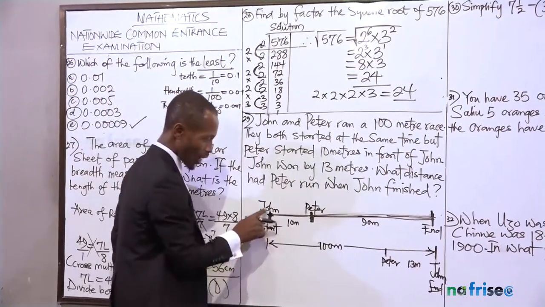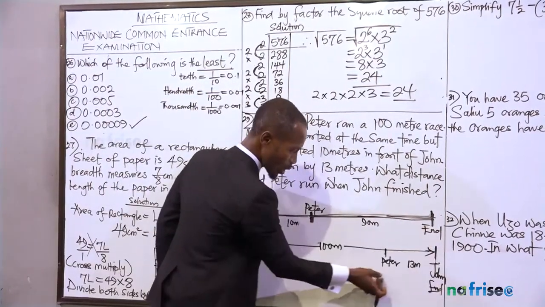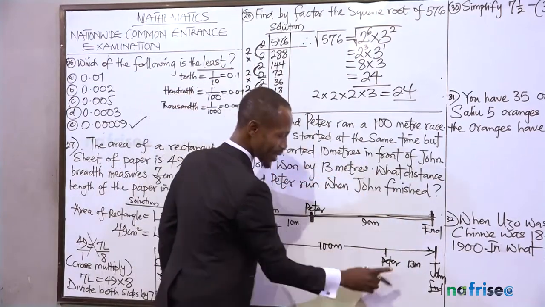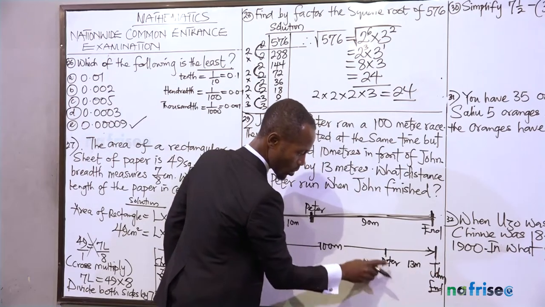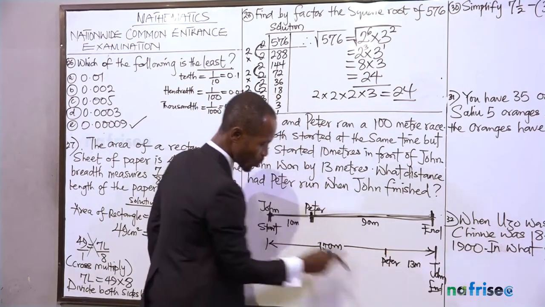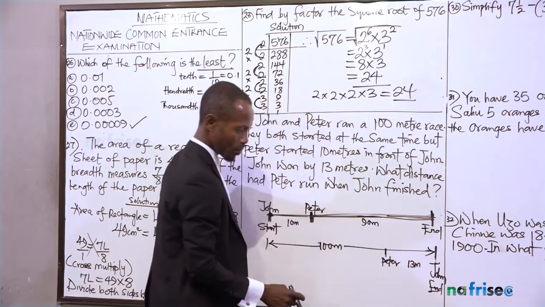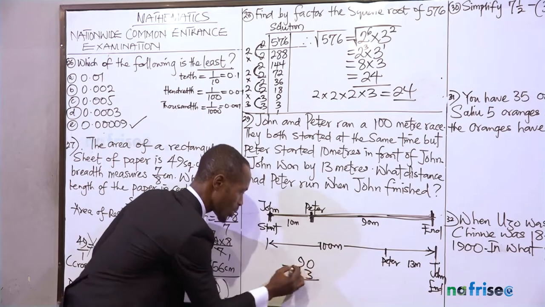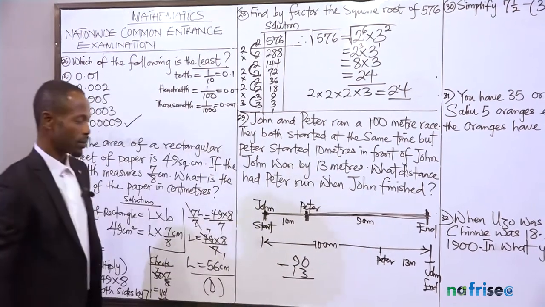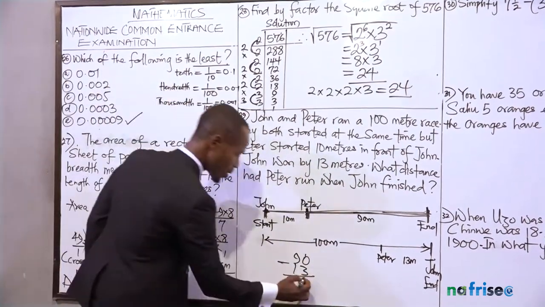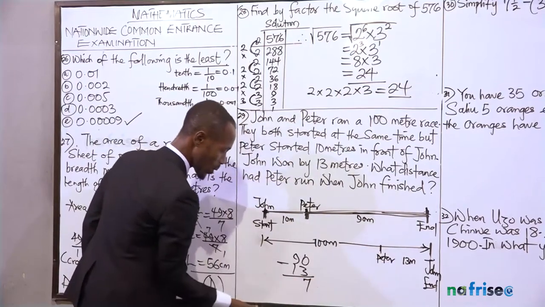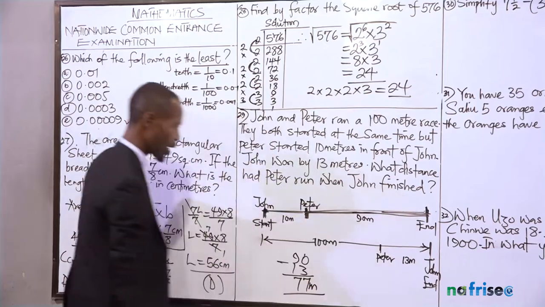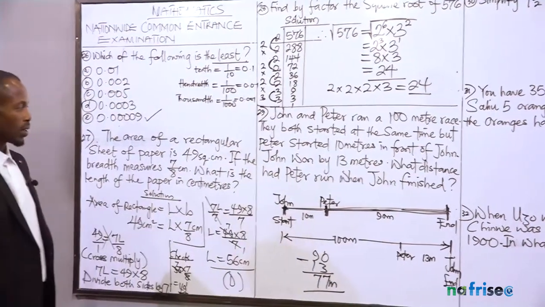By the time John actually finished, according to them, John won by 13 meters. That means when John finished, Peter was somewhere around here. So how do you know? Peter had to cover 90 meters, so what we'll do is 90 minus 13. Add one here, 10. 10 minus 3 is 7. 8 minus 1 should give us 7. So that means Peter ran 77 meters.